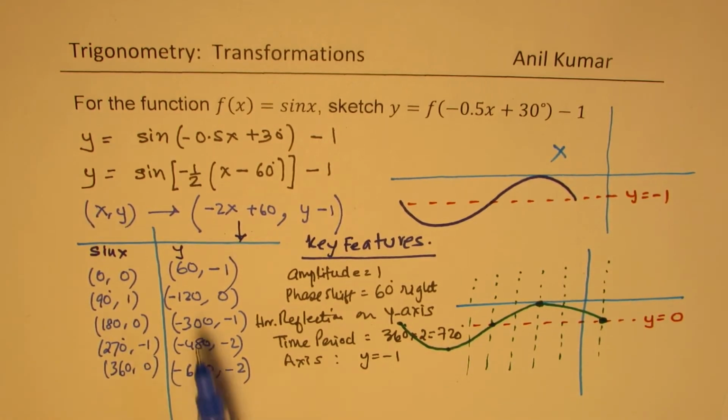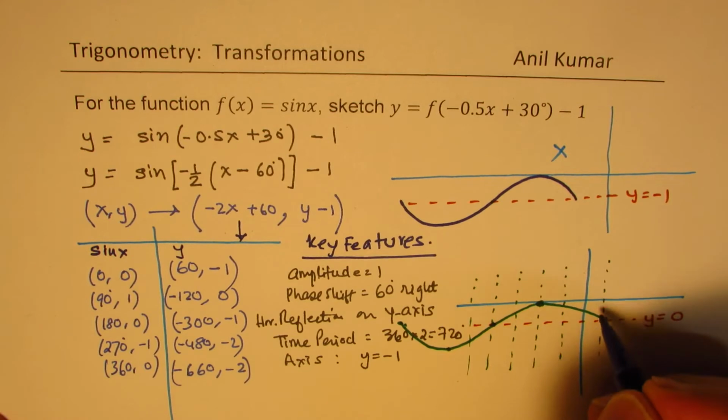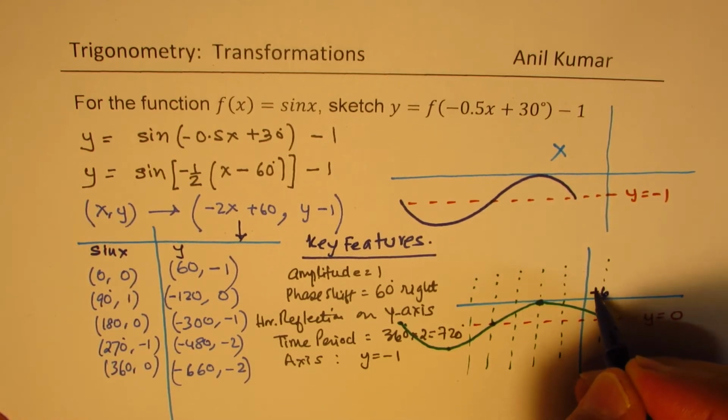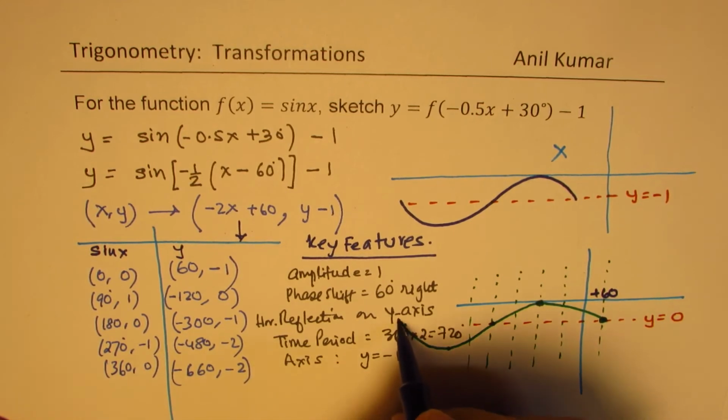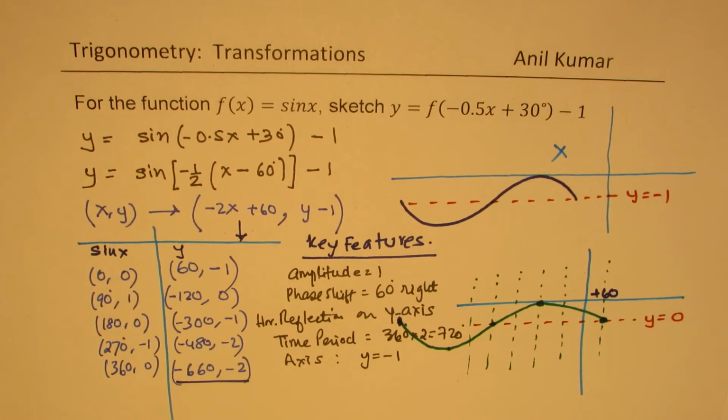Anyway, those are the points which will help you locate exactly what we meant. Is that clear to you? So this point here is at 60, and this point here is at -660, okay? So this is the last point here. Is that clear to you? Correct. So that is how we are going to do it.